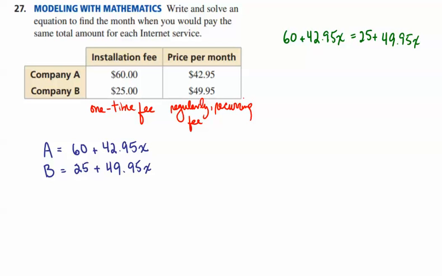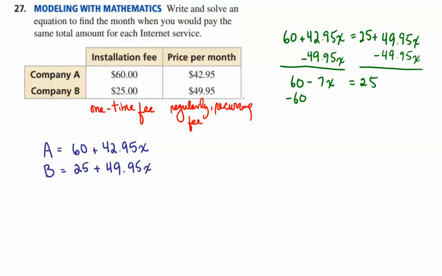The way we go about solving this, same way we're going to solve all equations with variables on both sides, I'm going to subtract 49.95x on the left, and on the right. Then on the left side I have 60, and then what turns out to be minus, use your calculator, 42.95 minus 49.95 turns out to be 7x, or $7.00x, and on the right side is equal to 25. At this point I subtract 60 on both sides, minus 7x, and I get negative 35. So you want to do that on your calculator. We divide both sides by negative 7, and we end up with x being equal to 5.